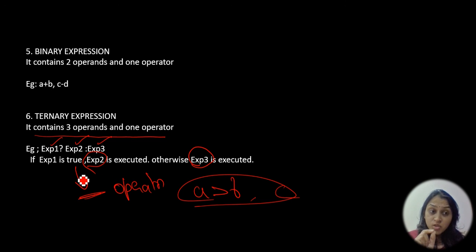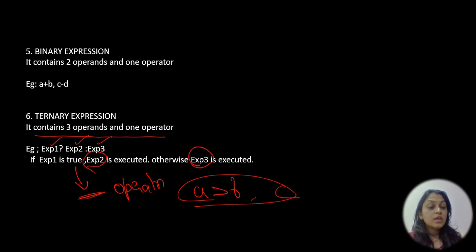We are checking if expression 1 is true. If it is true, then expression 2 is executed. If 1 is true, 2 has to be executed. Otherwise, 3 has to be executed. That is what I am saying. That is a ternary. Here, three operands are going to be checked using one operator. So that is about expressions.